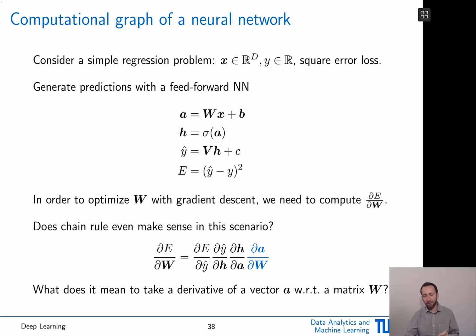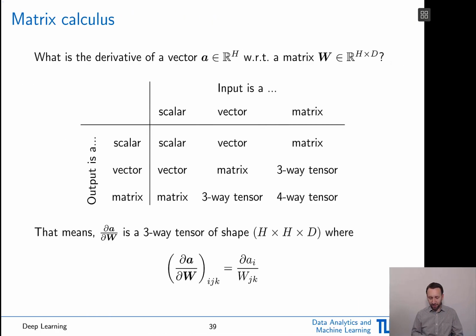And one local derivative, of course, if you look at all these, for example, is the local derivative of a with respect to W. Okay? And now, of course, the question is, what does this actually mean? What does it mean to have here a function which has multiple inputs, and here we have even a matrix, because W is also a matrix. What does it mean to compute the derivative of a vector a, because this is also a vector, with respect to a matrix W? So this is even more general than what we have seen before.